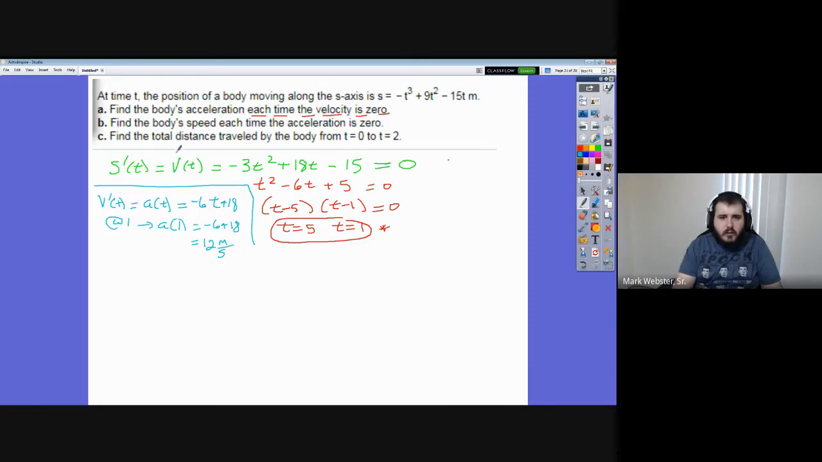Does it say what the time is? It doesn't. So we're just going to presume seconds. That's fine. And now we found it at 1. Now let's find it at the other spot, 5, right?